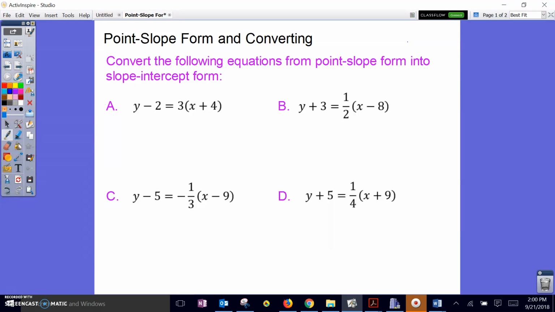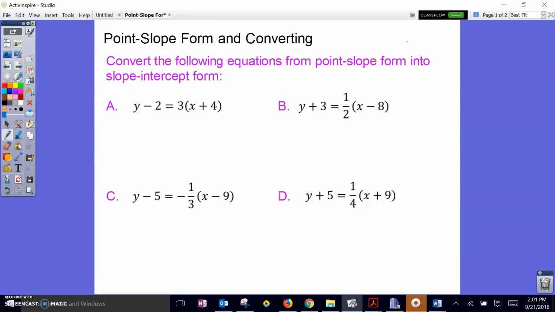In this lesson, we're going to talk about point-slope form and converting from point-slope form into other forms of linear equations that we know. We're going to start on this first page by looking at how we convert from point-slope form into slope-intercept form. And converting from point-slope form into slope-intercept form, we really follow the exact same two steps every single time.